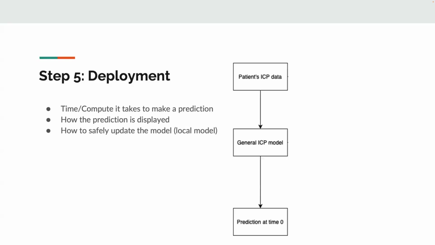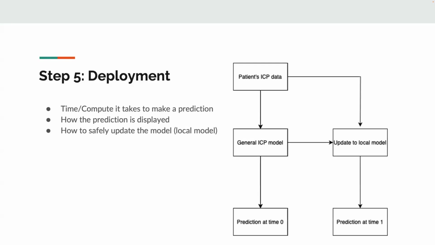Well, let's say that we have a patient's ICP data, and we have an already trained model, a general ICP model, and we make a prediction at time point 0. What we could then do is use this data from this patient and update this model. So we update the general model, and then we have kind of a local model, and we can make a prediction at time point 1 for this patient. So then we have kind of a prediction specifically tailored to this patient.